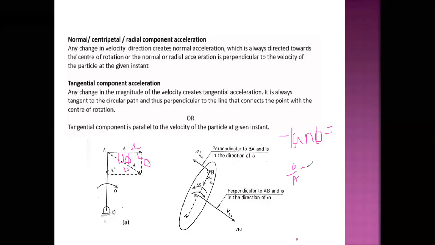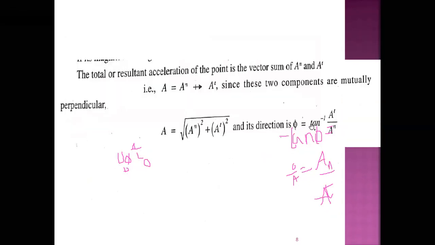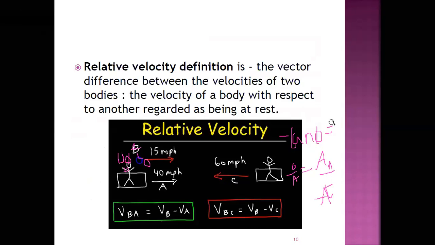So what is the opposite? This height is nothing but an, the same thing, right? So we can call that an, the normal acceleration. And what is the adjacent now? At, that is the tangential acceleration. Therefore tan phi is equal to an divided by at. Understood? Therefore, if you take this side, it becomes phi equal to tan inverse of an by at.